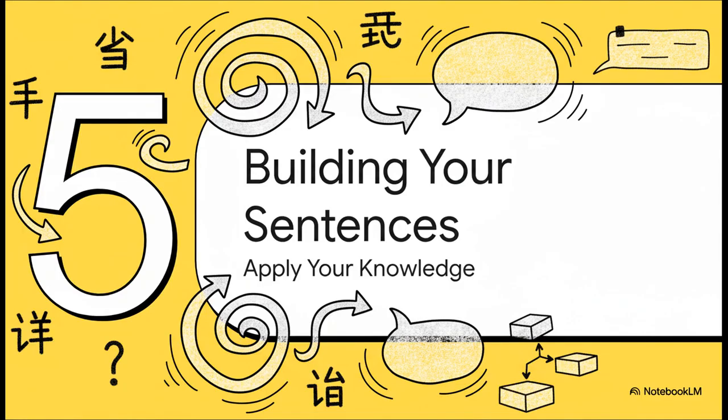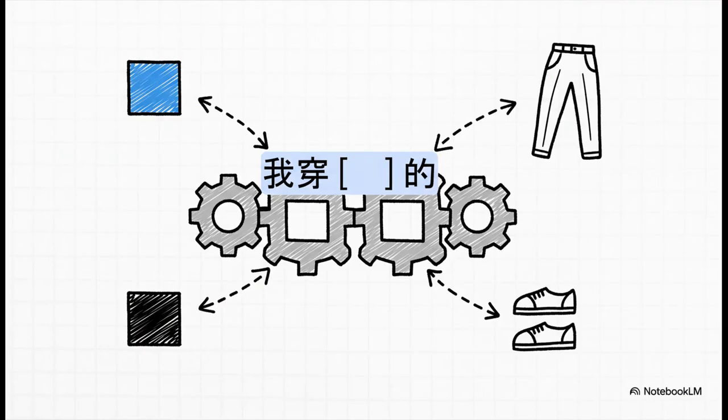All right, you've done the hard work. You've analyzed the parts, you've practiced the sounds, and now for the really fun part. It's time to move from just understanding the language to actually creating with it. This is where the learning really sticks. So look at our sentence now. It's not just a sentence anymore. It's a template. It's a flexible grammatical tool. You've got this core structure, 我穿 blank 的 blank. You can describe all sorts of things just by swapping out the words in those brackets. It's like plug and play.